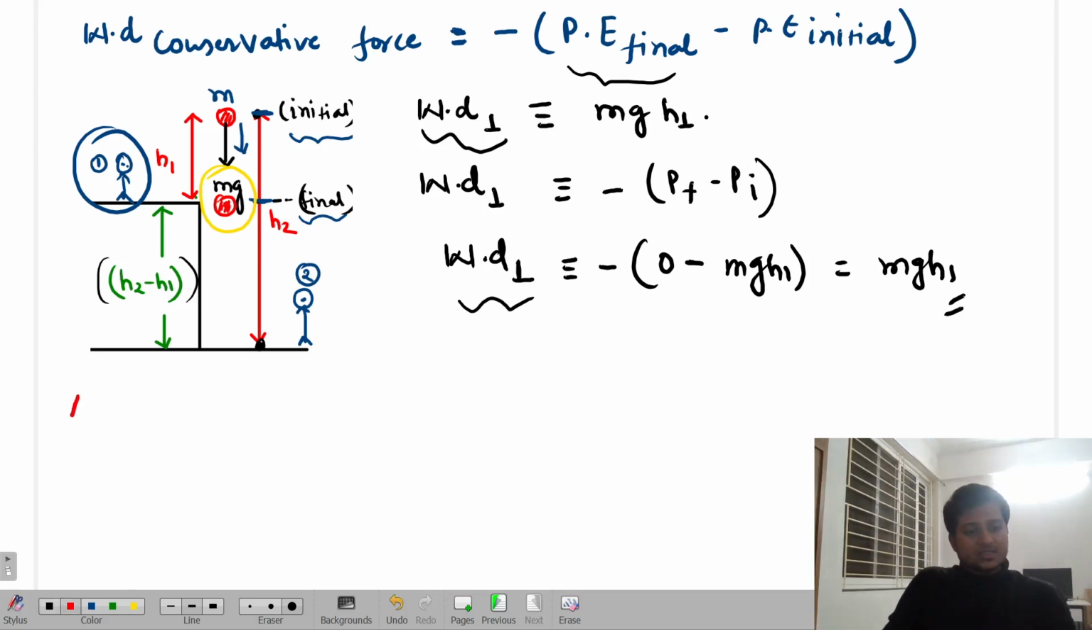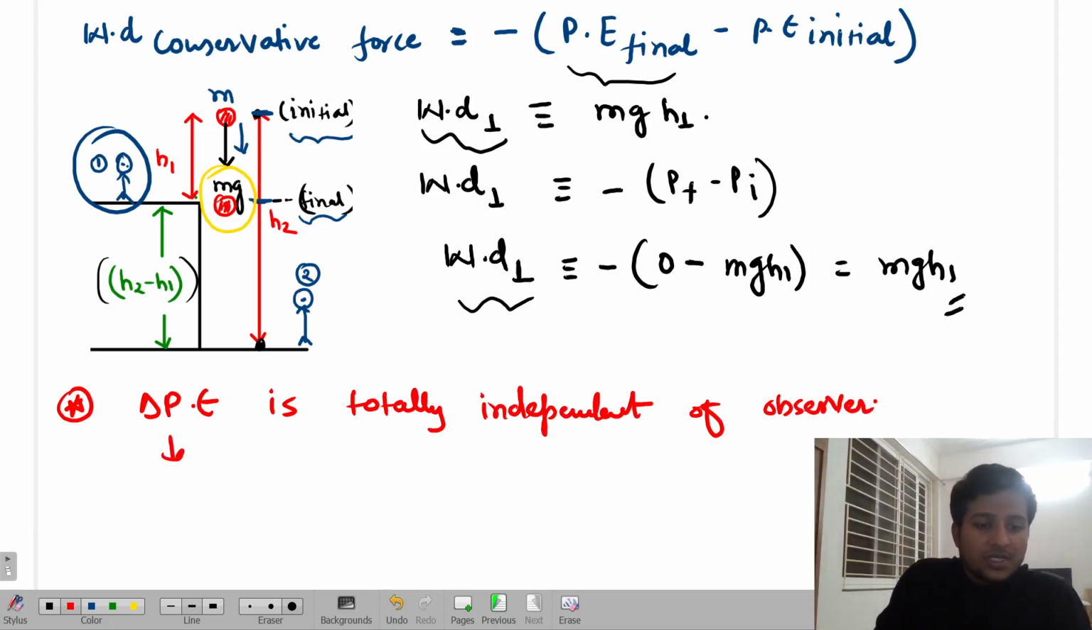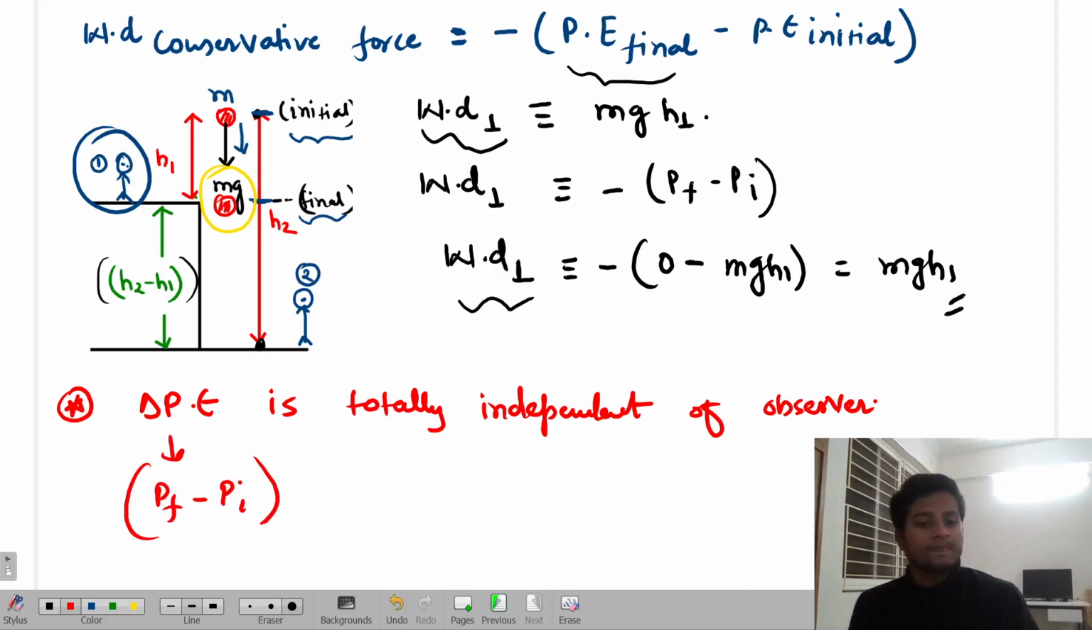what is the condition that this change in potential energy is totally independent? No, not the change in magnitude. Change in potential energy means P final minus P initial. Are you able to get me or not? What signs are opposite?